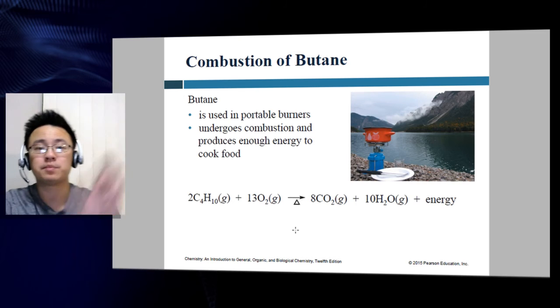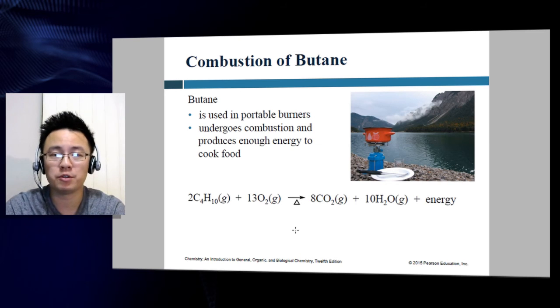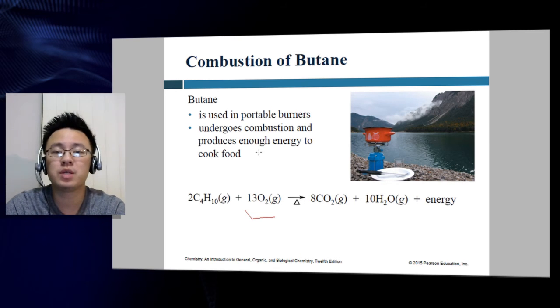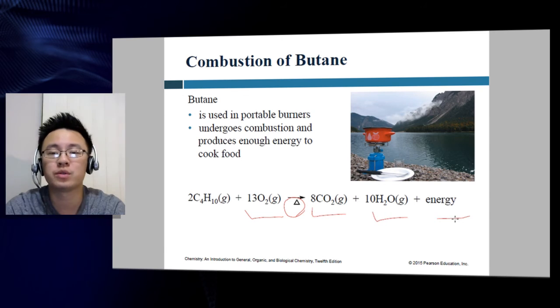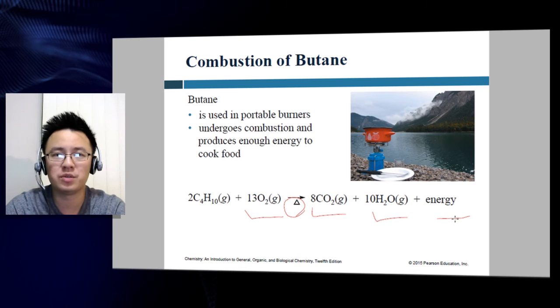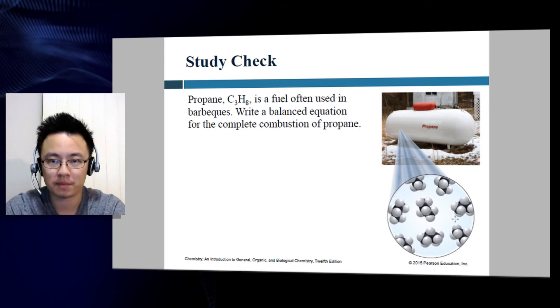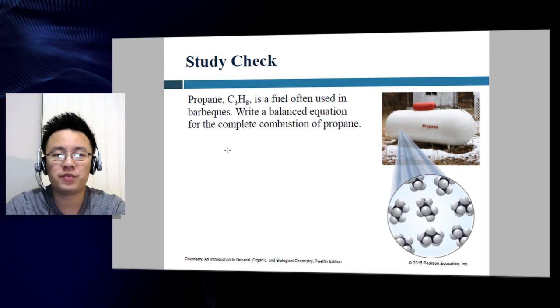Butane is often used in portable burners. It undergoes combustion and produces enough energy to cook food also. For example, you have butane mixing with oxygen, add a little bit of heat to get started, and it produces carbon dioxide, water, and of course some energy, often used in camping. Propane is a fuel often used in barbecues as well.